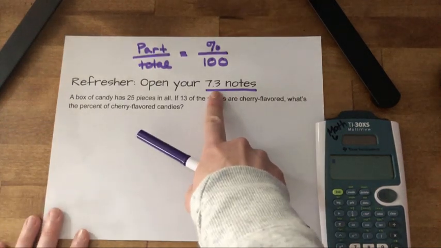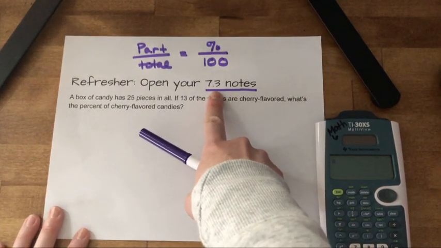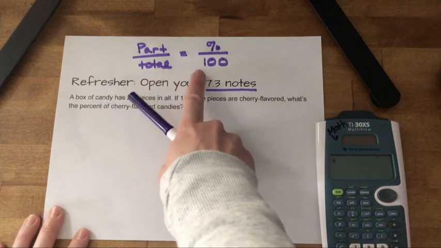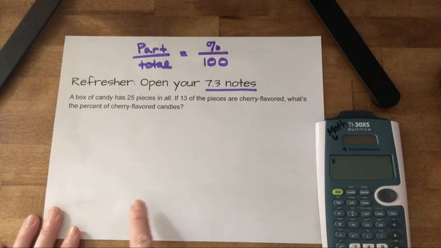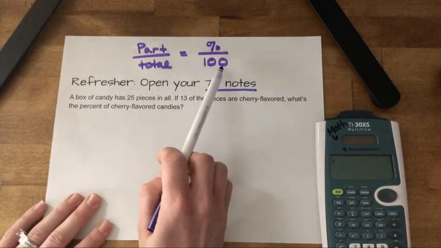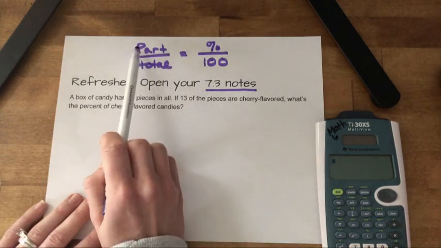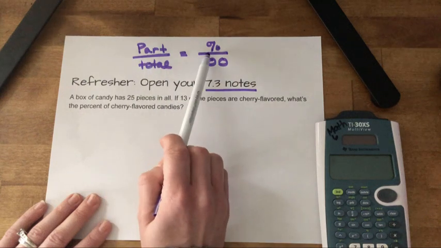Go ahead and open up to your 7.3 notes. We're going to do a quick refresher of the percent equation, which is in proportion form. Pause the video if you need to access your notes right now. This lesson was all about setting up a proportion to solve for either the part, the total, or the percent.